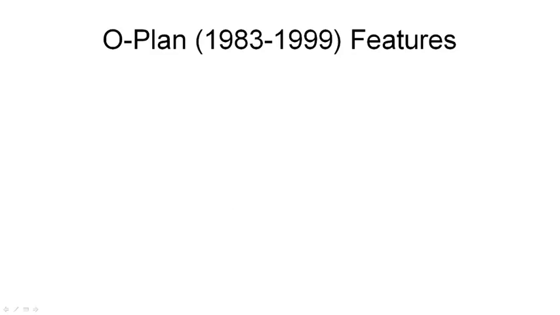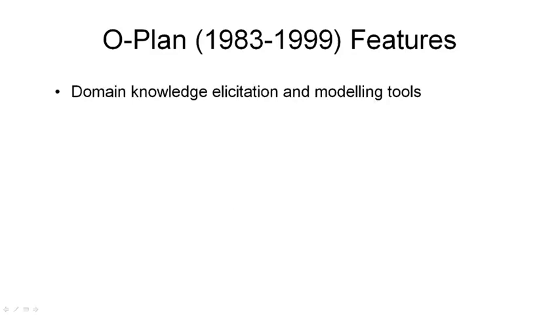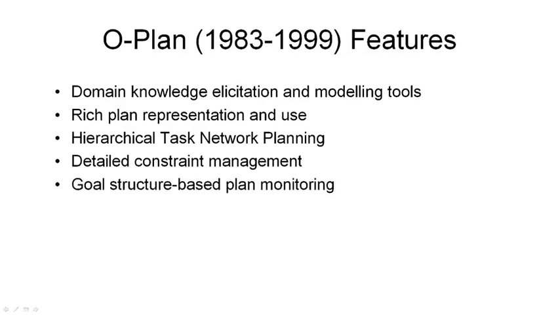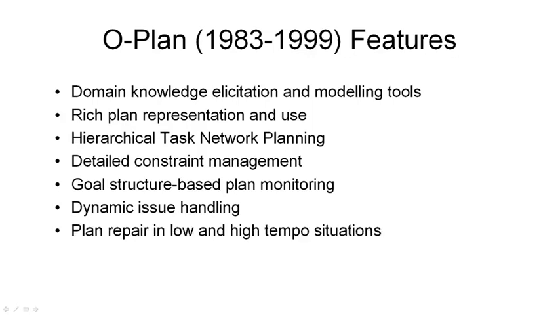Oplan followed on from Nonlin and used some of the same techniques. It included domain knowledge elicitation and modelling tools and supported a rich plan representation. It also was a hierarchical task network planner and had detailed constraint management. It allowed for plugin constraint managers so that that aspect could be extended. Goal structure based plan monitoring during execution was supported, and it supported dynamic domains in which new objectives or tasks could arise while planning and execution was taking place. Plan repair, when time was available or when the situation demanded rapid response, was supported.